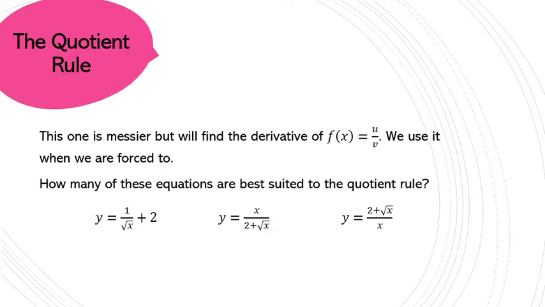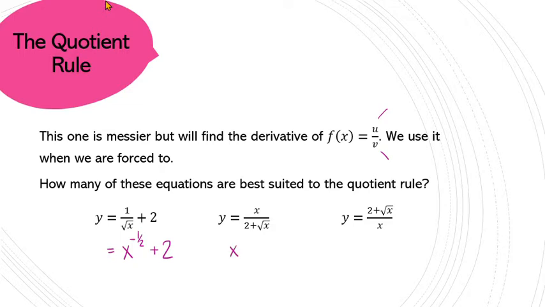So let's look at these three functions. We're going to start with the first one here. We have 1 over root x plus 2. Do we need to use a quotient rule? Is this in the form function over a function that we can't deal with? No. This is the same as x to the power of negative 1/2 plus 2. And then we can just differentiate that using the power rule. Looking at the second example, can we split this apart?